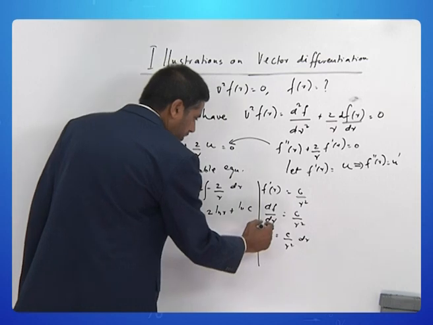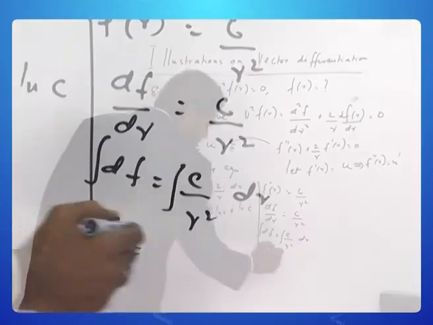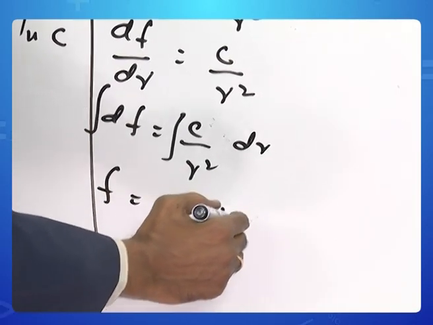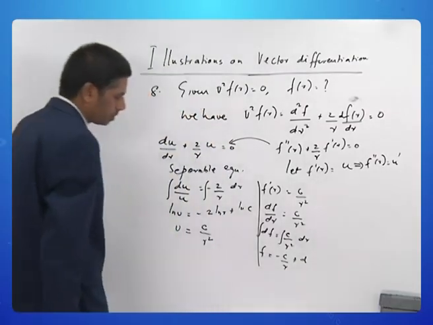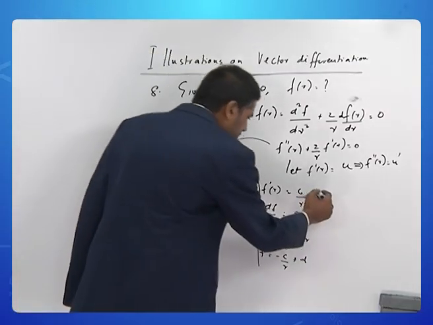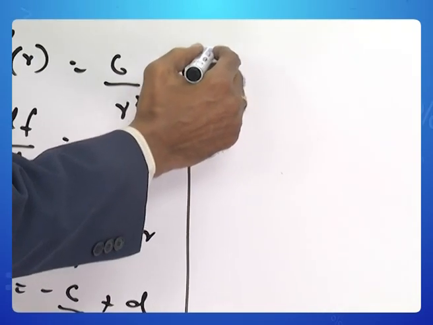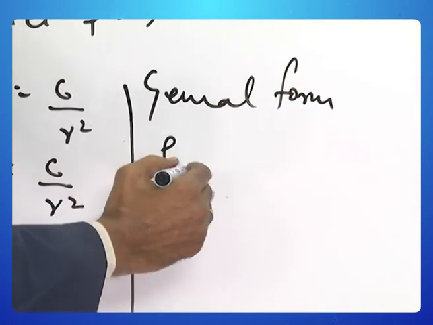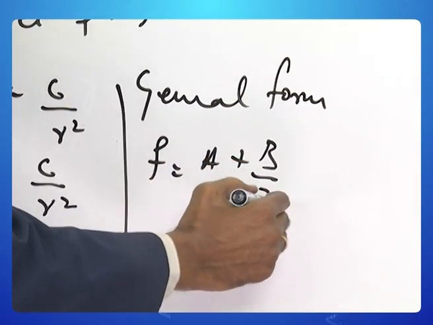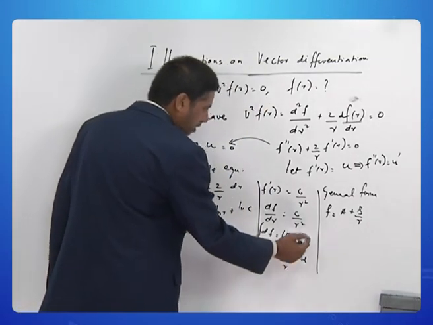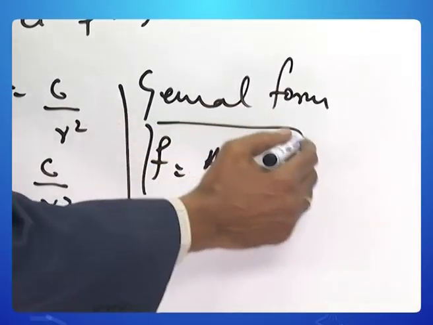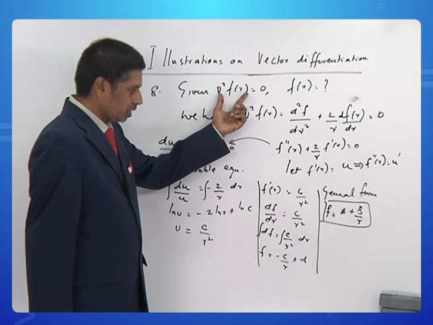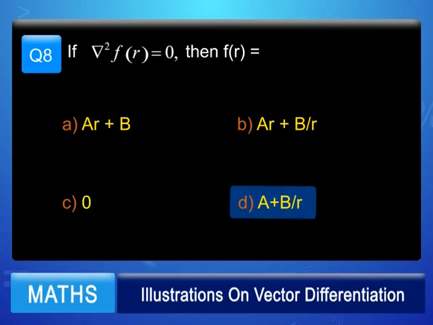So if you integrate this, you will get f is equal to minus c by r plus some d. So we can say the general form is f is equal to a plus b by r, where we can choose d as a and minus c as b. So this is the required function which satisfies the Laplace's equation. So the correct option for this problem is d.